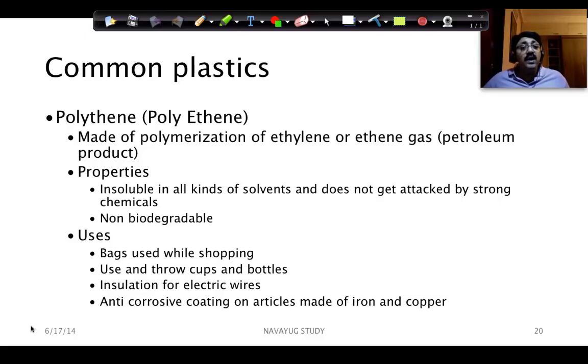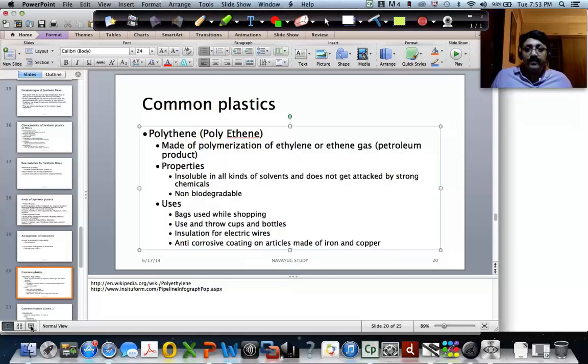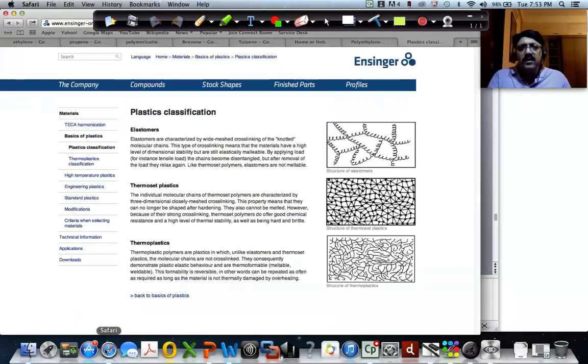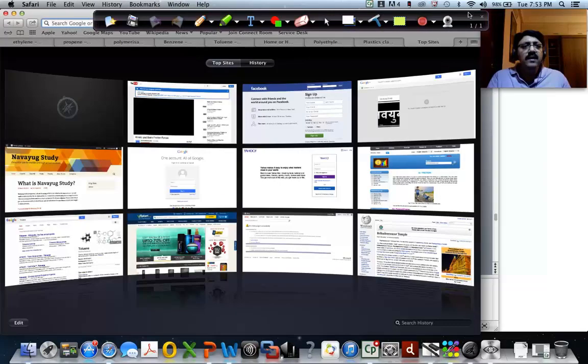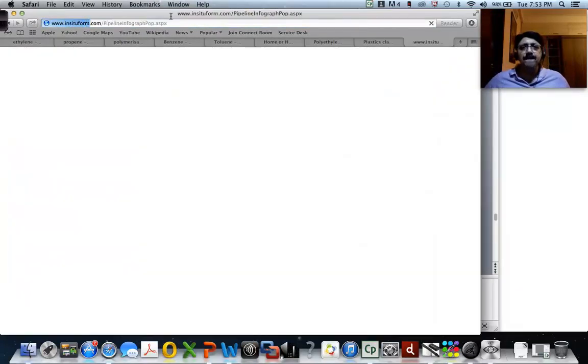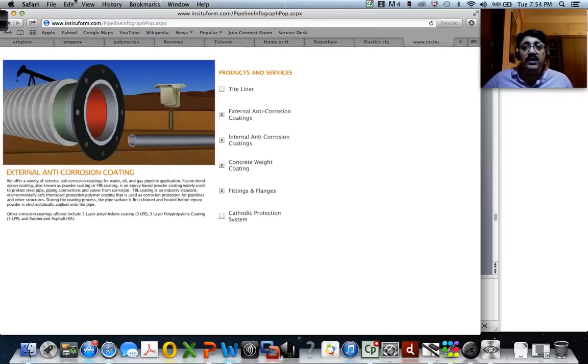Anti-corrosive coating in articles made of iron and copper, right? I would in fact like to show you one example of what this coating means, which is used in pipelines. Now, these are the kind of coatings that we do in the chemical industry. You can see this coating inside. So this pipe may be carrying a very corrosive material. It could be, for example, an acid, right?